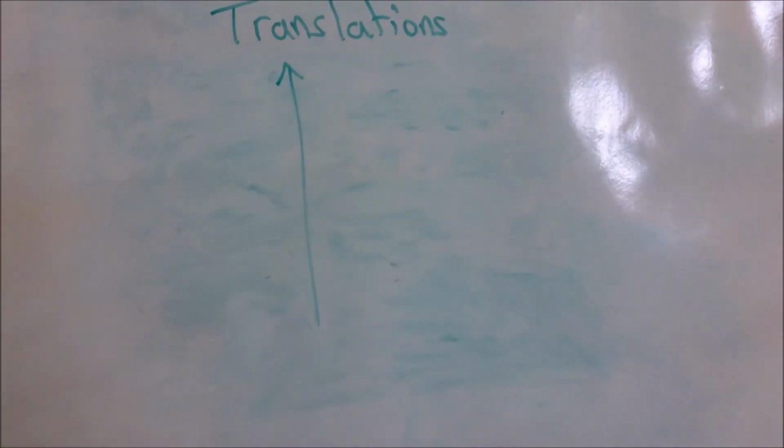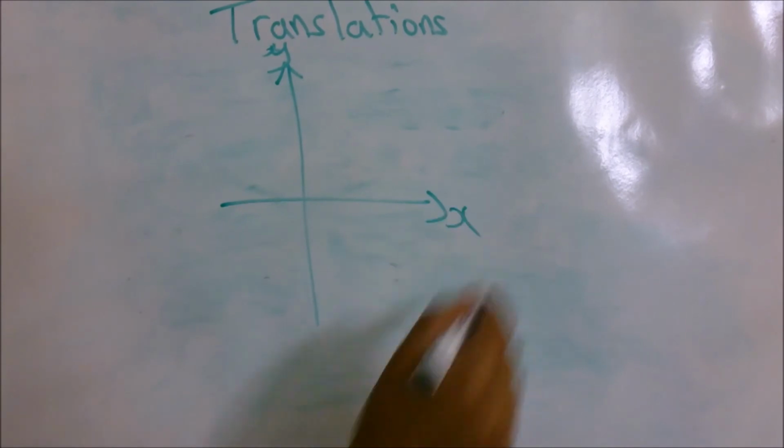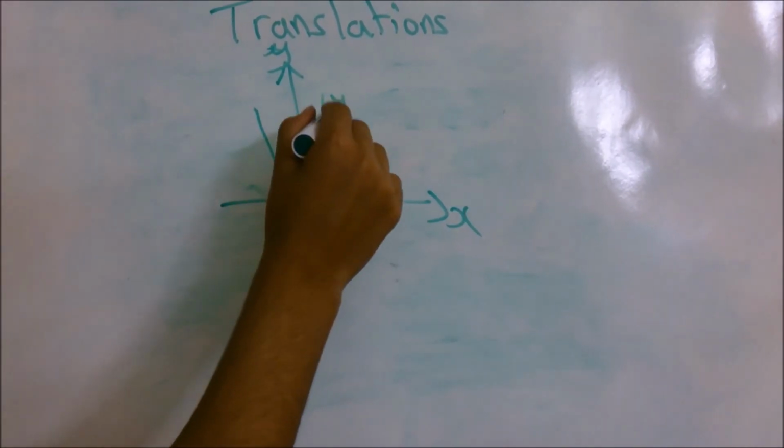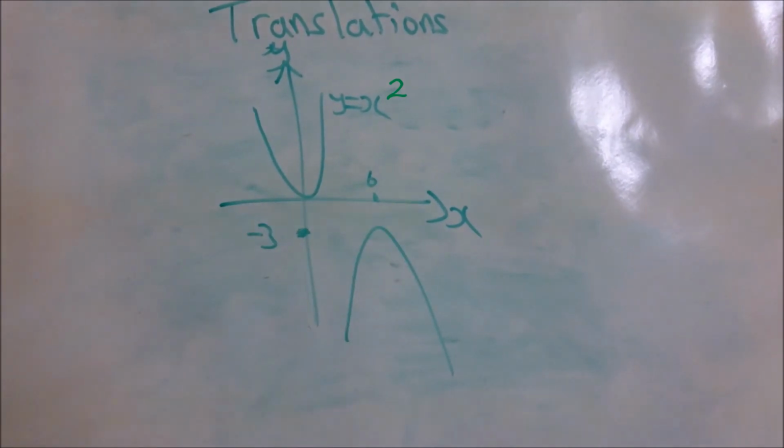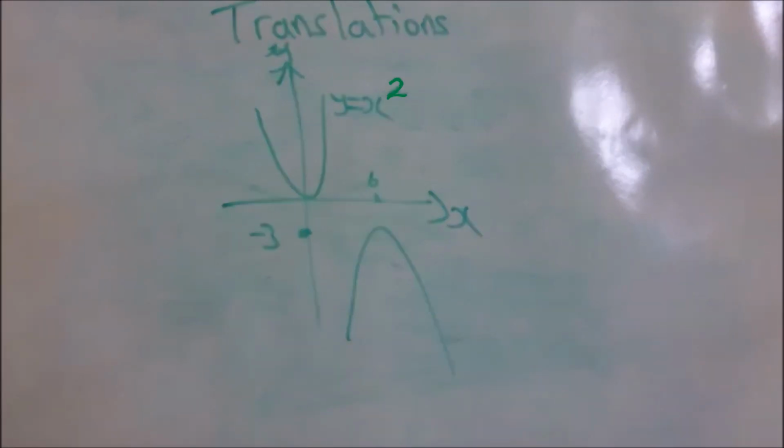Here is one final question for you to try at home. If I translate this x squared graph to the following points, and then I mirror it, what is the equation?